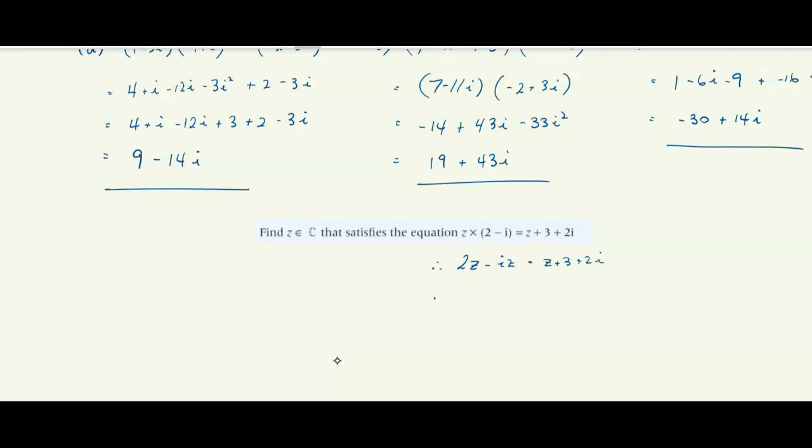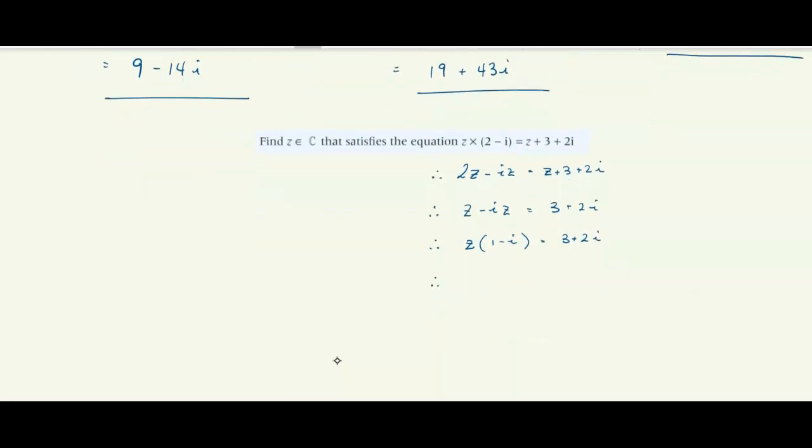So if I collect my z's on the left-hand side, I'm bringing this z over, so I'm going to have z minus iz on the left, and on the right I'm going to have 3 plus 2i. Okay, so therefore, if I factorize my z out, I've got z(1 minus i) equals 3 plus 2i. Now this looks to me like z is equal to 3 plus 2i over 1 minus i, dividing both sides by 1 minus i. There's my z. However, I would like to realize the denominator of this.